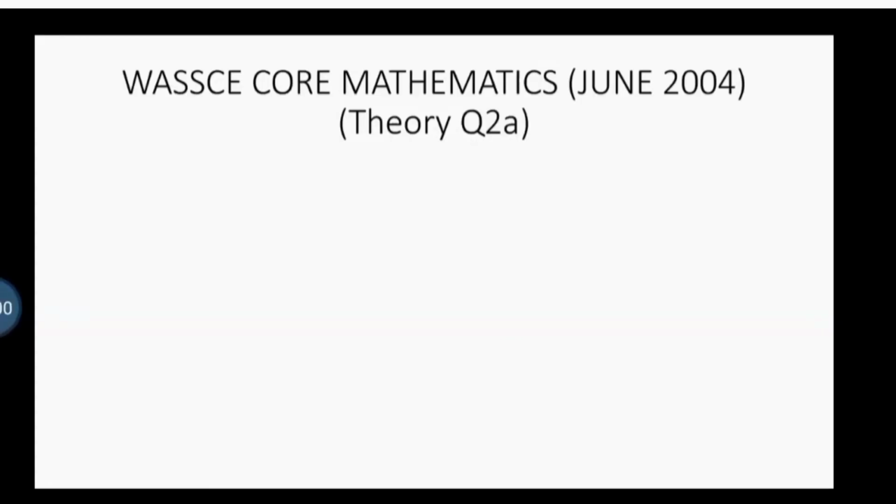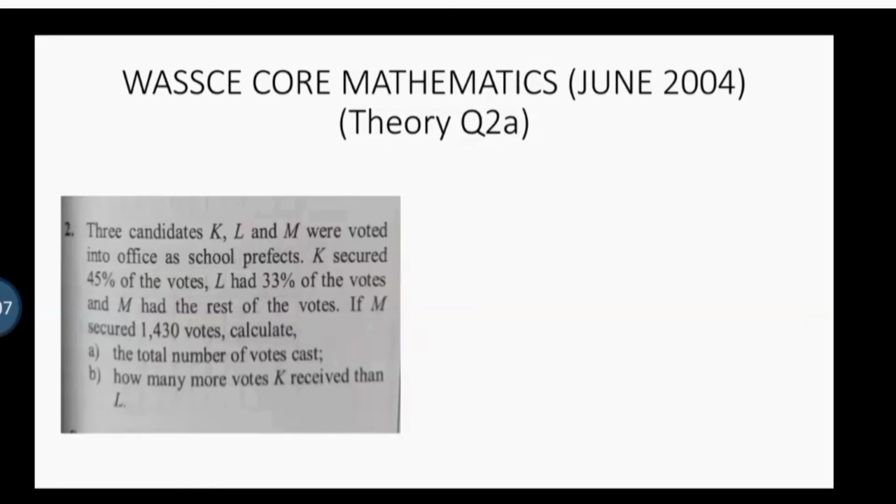This is June 2004 WASSCE Core Mathematics Theory Question 2, and it reads: 3 candidates K, L, and M were voted into office as school prefects. K secured 45% of the votes, L had 33% of the votes, and M had the rest of the votes. If M secured 1,430 votes, calculate A, the total number of votes cast.